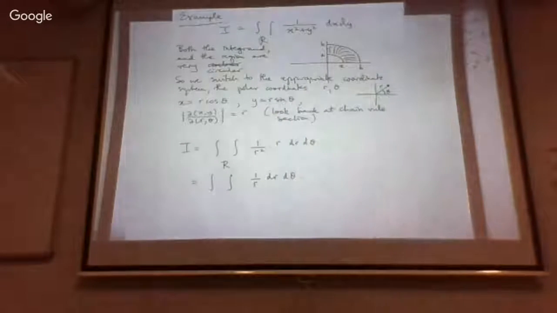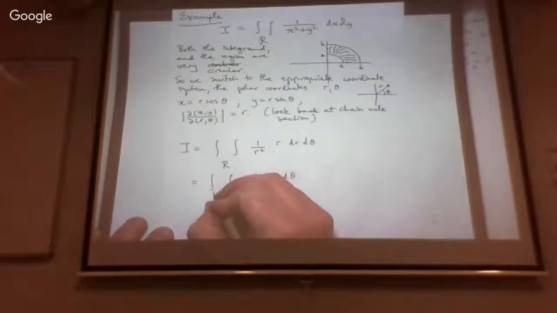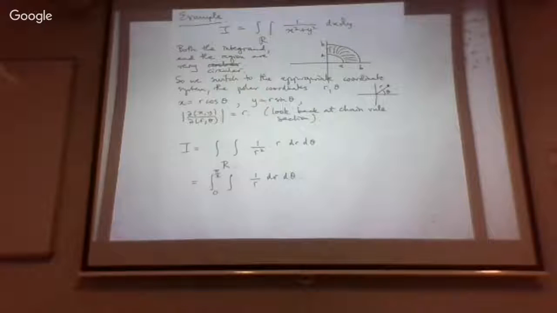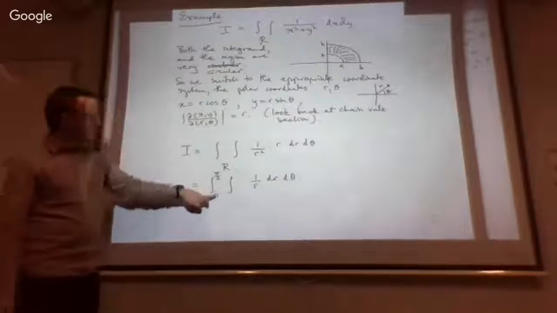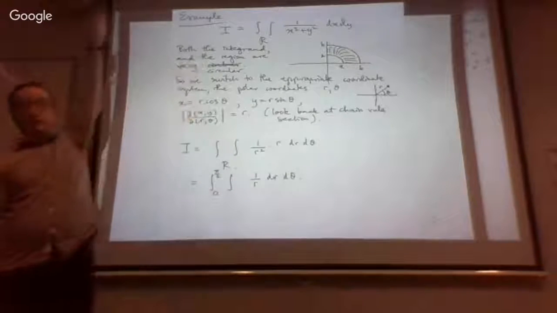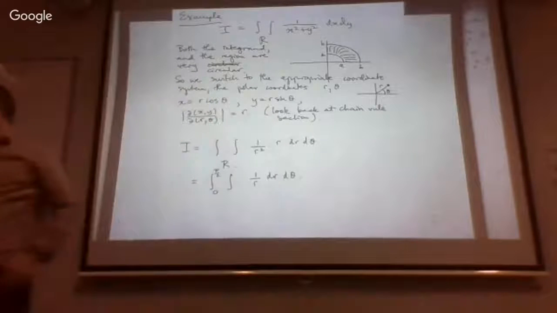Okay? So that's integrating from the angle 0 up to pi over 2. Work your angles in radians, of course. So we're going from the angle 0 radians up to pi over 2 radians. So from this angle up to that. That captures the region R.